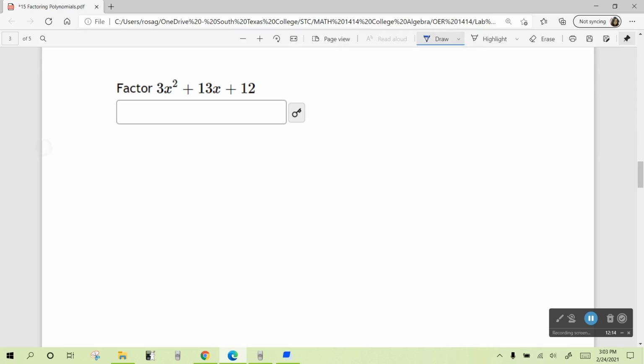Like this one, if I wanted to do it by regular factoring, remember you multiply the first and the last. So it would be 3 times 12.